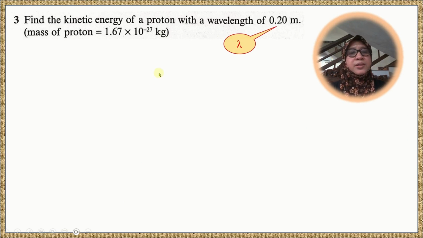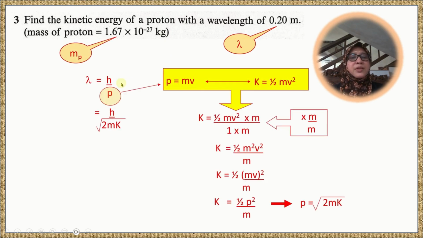Okay, so the question is to find the kinetic energy. The wavelength is given and the mass of the proton is given, so we use the de Broglie wavelength formula. We have derived the new equation for the wavelength using the combination of momentum and kinetic energy, and we substitute into the de Broglie wavelength. So we get this equation. There is no need for us to repeat how we get the equation.